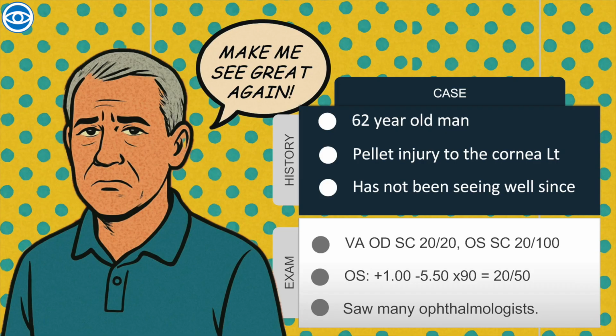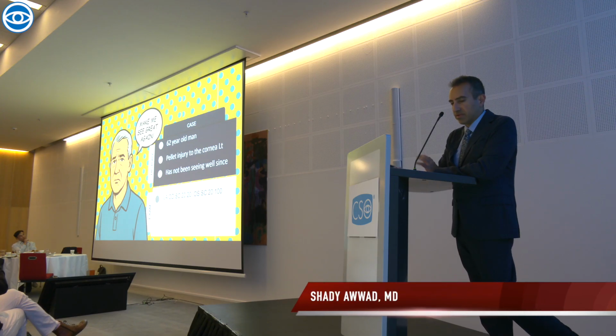That's another patient with a pellet injury to the cornea, and that's the last case, who has not been seeing well since. So the patient is a carpenter, got a high fast speed wooden injury to his cornea, which was removed, and the patient was told everything's fine. However, the patient was not happy because that eye was correcting to +1 minus 5.5 at 90, and he's still 20/50. So he's not happy with that much astigmatism.